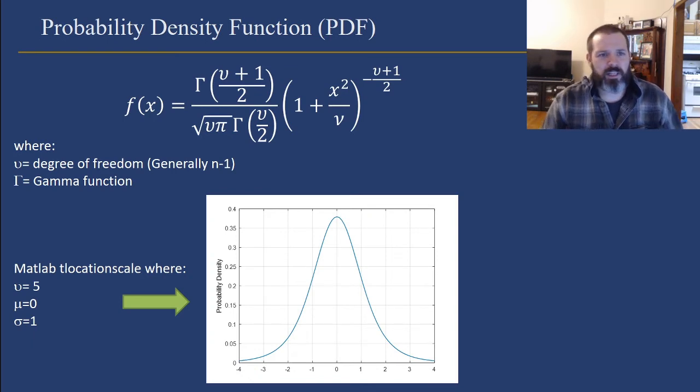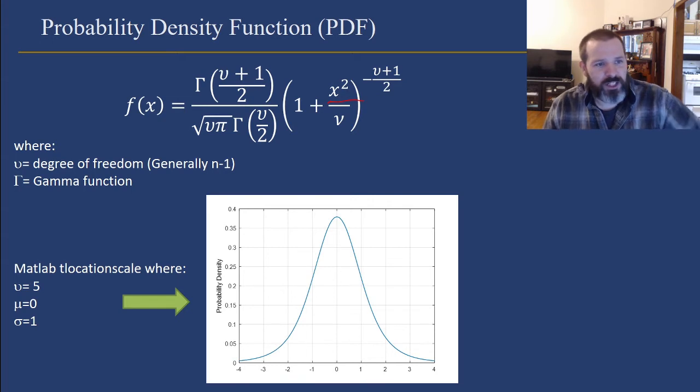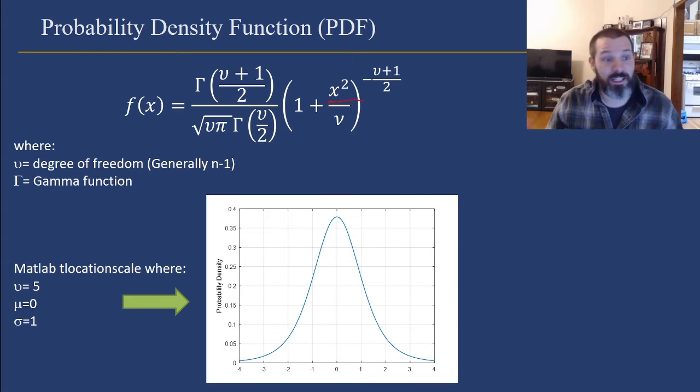So here we see the PDF for student's t distribution, and I have used x here to represent the random variable, but a lot of times people will use a t just because it's student's t distribution. In this, we have the gamma function, which is a predefined function. And what changes in this, instead of like the normal and log normal distributions being based on mean and standard deviation, this is based on degrees of freedom.